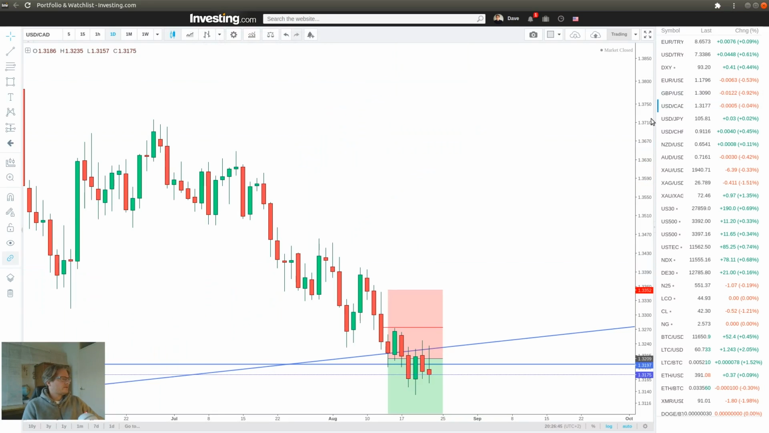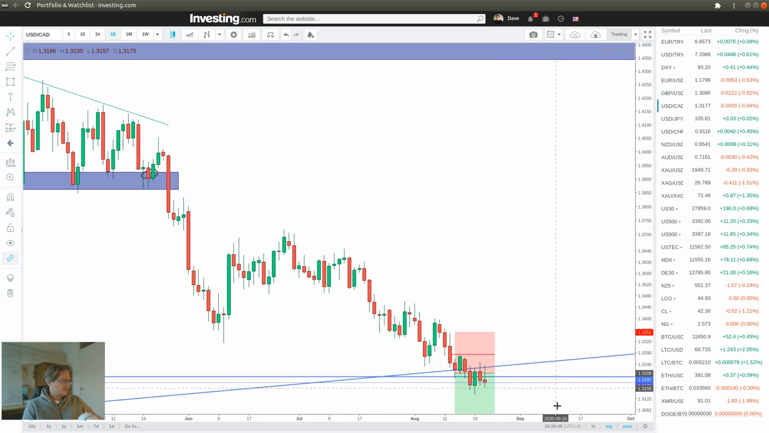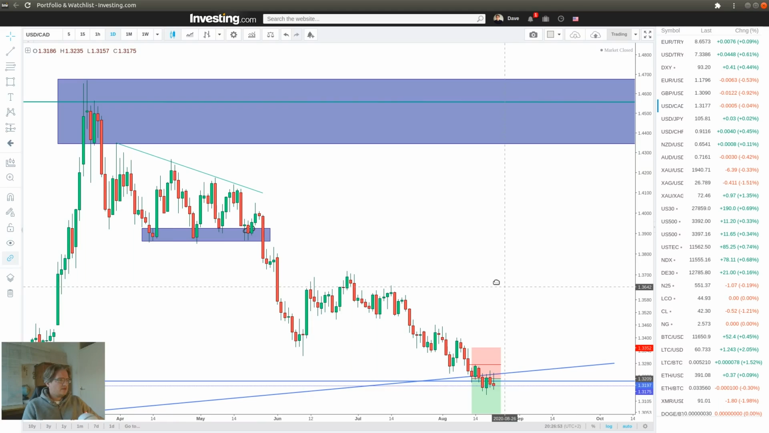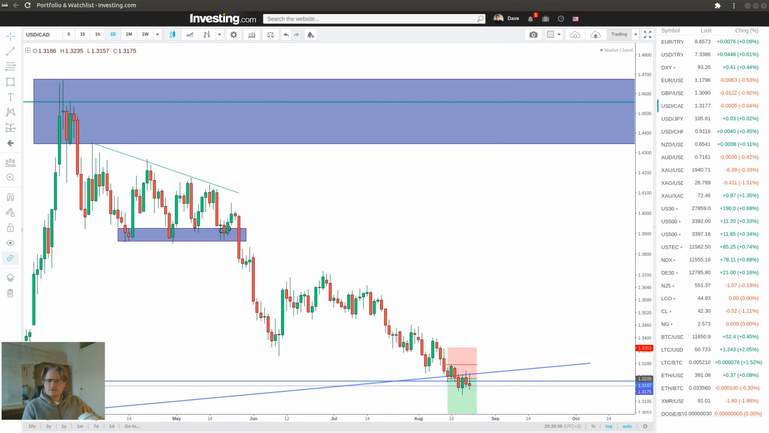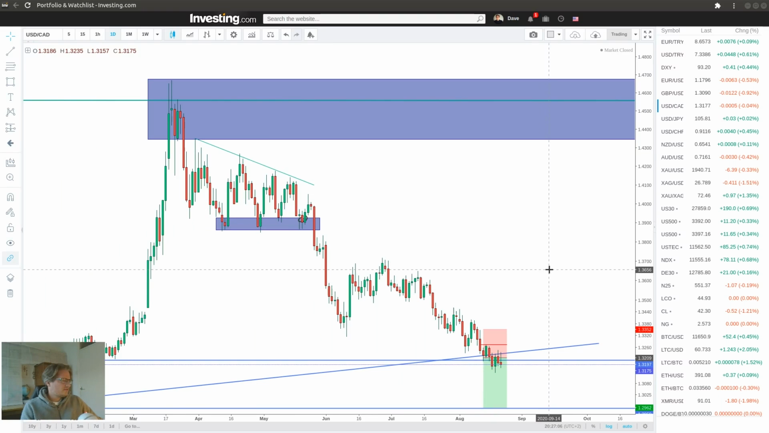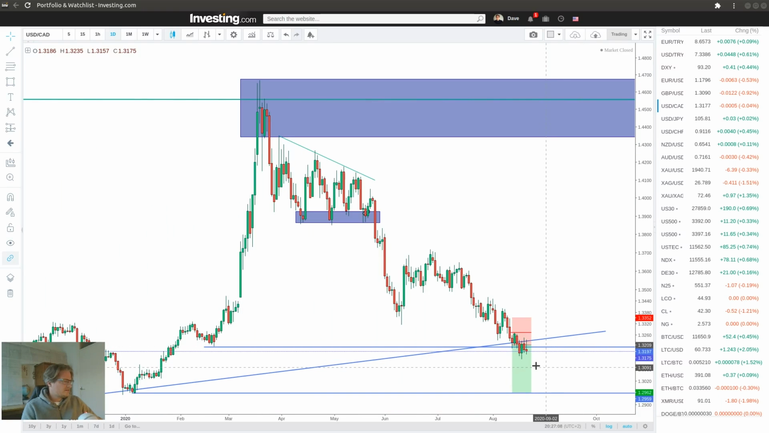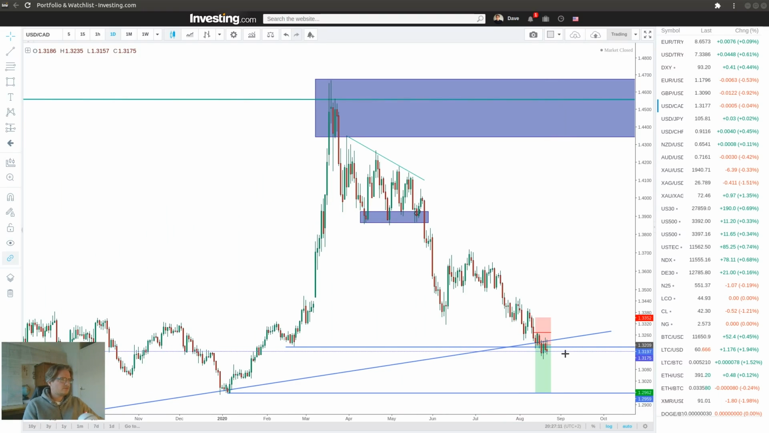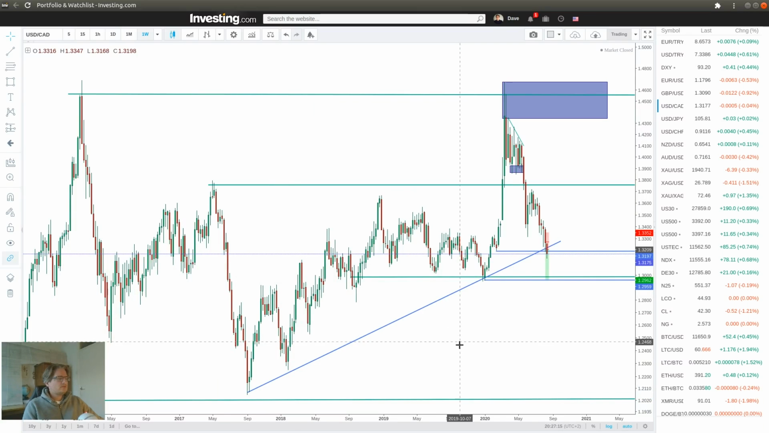Let's look at the US dollar CAD. So I have a short on here. Let me see, is that still on? Let me check my log. The US dollar CAD, yep, it's still open. Okay, so I'm still in this trade. To me this still looks okay, at least on the daily. Let's look at what the weekly looks like.